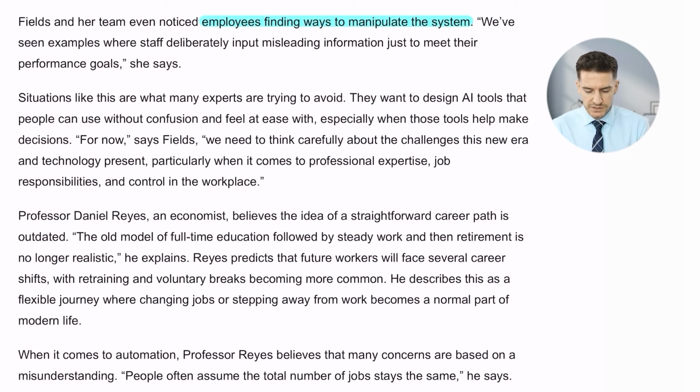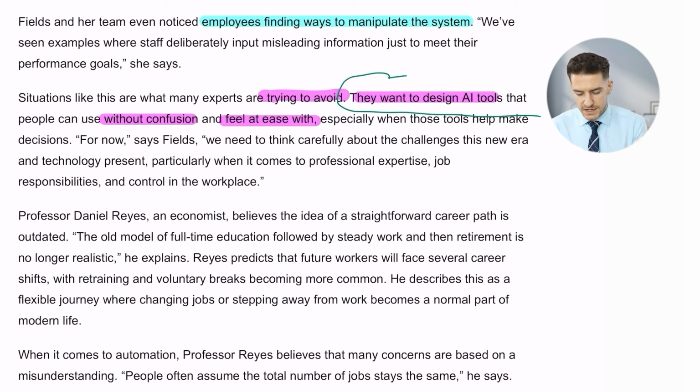Fields and her team noticed employees finding a way to manipulate. No, nothing there. We've seen examples. No. Situations like this are what... okay. So this could be important. Trying to avoid. They want to design, okay, AI tools that people can use without confusion and feel at ease with, especially when those tools help make decisions. For now, we need to think carefully. Okay, so the answer's probably here. So let's try and paraphrase this bit here.